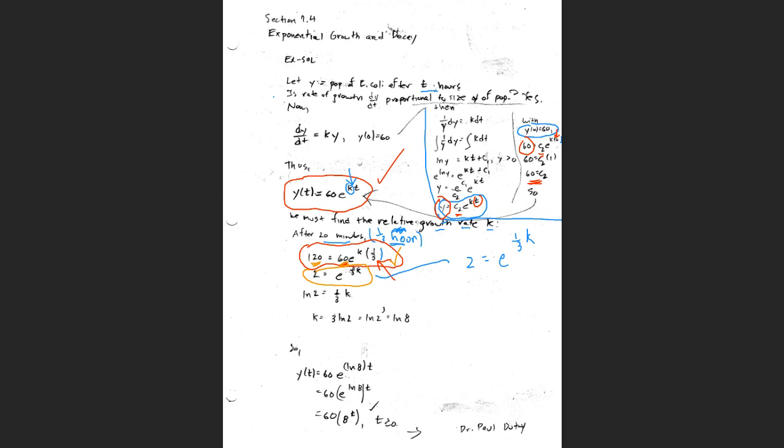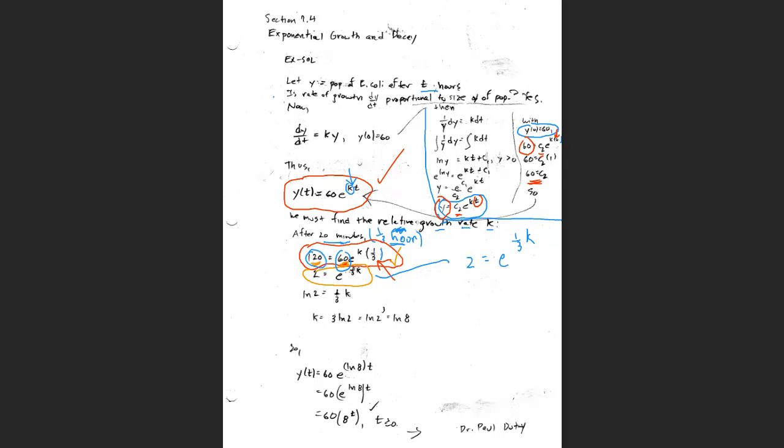Yes, Clea. Just so I understand this right, the 120 is from, we had 60 and then it doubled, right? Well, yeah, we started out with 60 cells, and after 1/3 of an hour, 20 minutes, that population doubles to 120.